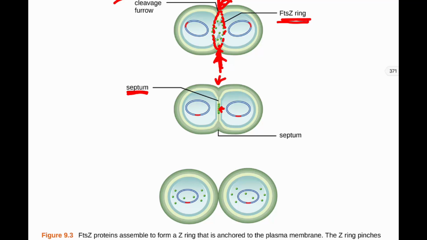Then once this septum has been completed, we are able to separate the two, because now we have plasma membrane on both sides, and then we have cell wall on both sides, and then it ends up pinching off completely, and now we have two separate cells.